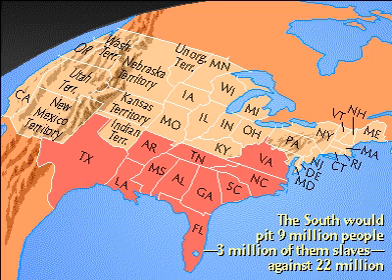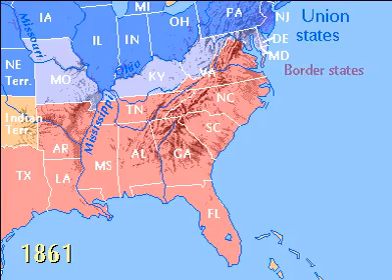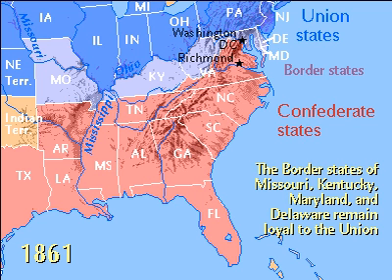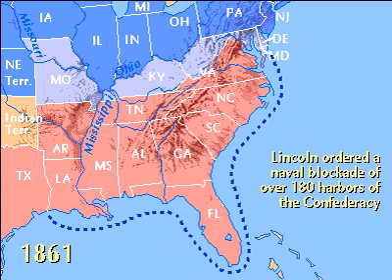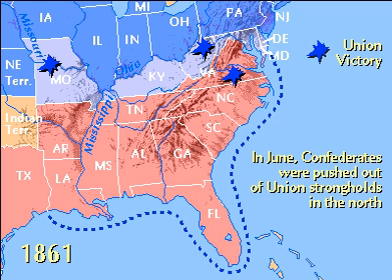The South had a population of 9 million, 3 million of them slaves, against 22 million in the North. Lincoln moved to keep the border states Missouri, Kentucky, Maryland, and Delaware loyal to the Union. West Virginia split from Virginia and became a state in 1863. To cut off supplies, Lincoln ordered a naval blockade of over 180 harbors of the Confederacy. In June, Confederates were pushed out of the Union strongholds in the North.